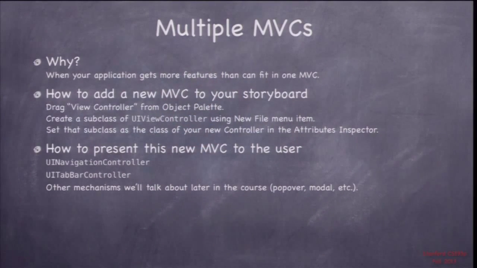the object palette, the same place you drag a button or a slider out of, and you drag out a view controller. And when you drag it out, it'll be a generic view controller. In other words, its class will be UIViewController, and it'll be blank, obviously. Then you go create your subclass of UIViewController.